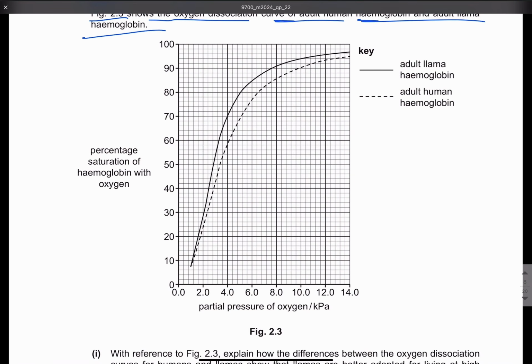So we can see that the dotted line represents the oxygen dissociation curve of the adult human hemoglobin, and the firm line shows the oxygen dissociation curve of the adult llama hemoglobin. And we can see that the dissociation curve of the adult llama hemoglobin is towards the left. So we can say that there is higher affinity of llama hemoglobin for oxygen as compared to the human hemoglobin, right?